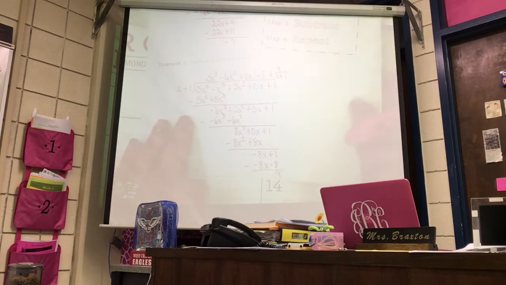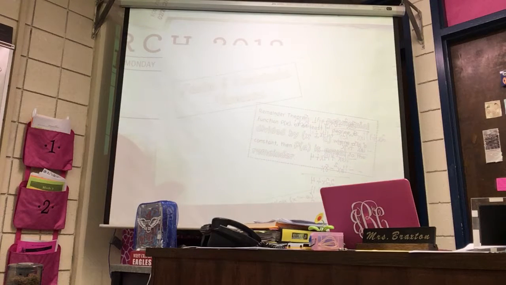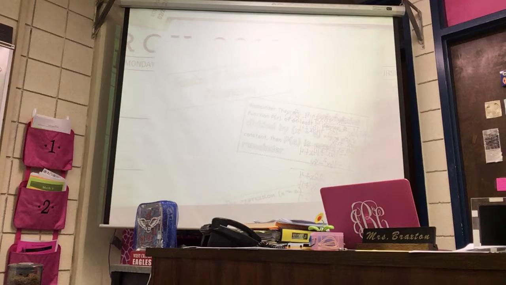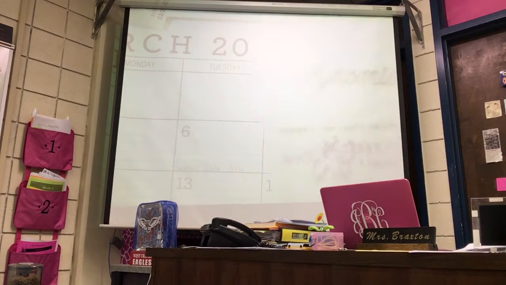All right, so now I want you to turn over and look at the back. And these are our two theorems. All right, what this says is, the remainder theorem: if a polynomial function, p of x, of at least the first degree is divided by x minus a, where a is a constant, then p of a is equal to the remainder. Okay, so what that means is, let's look at number 2.